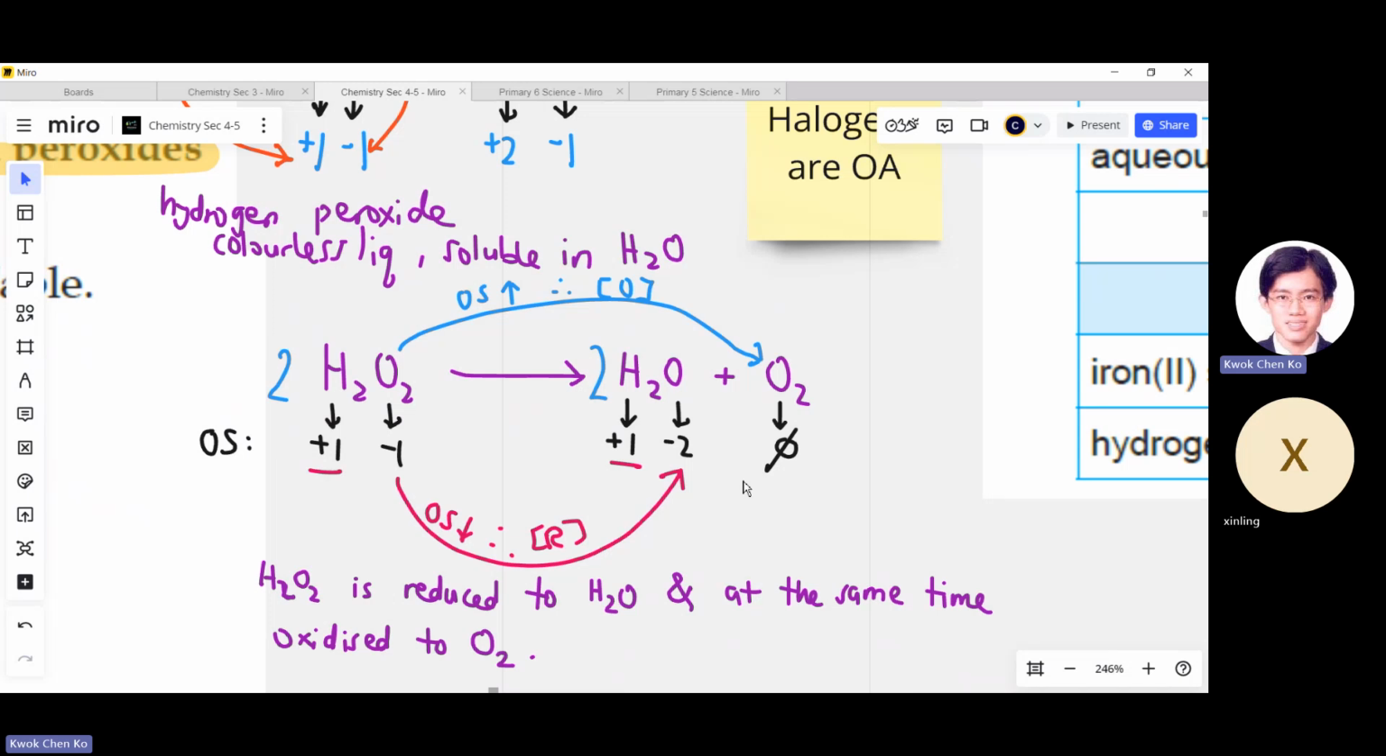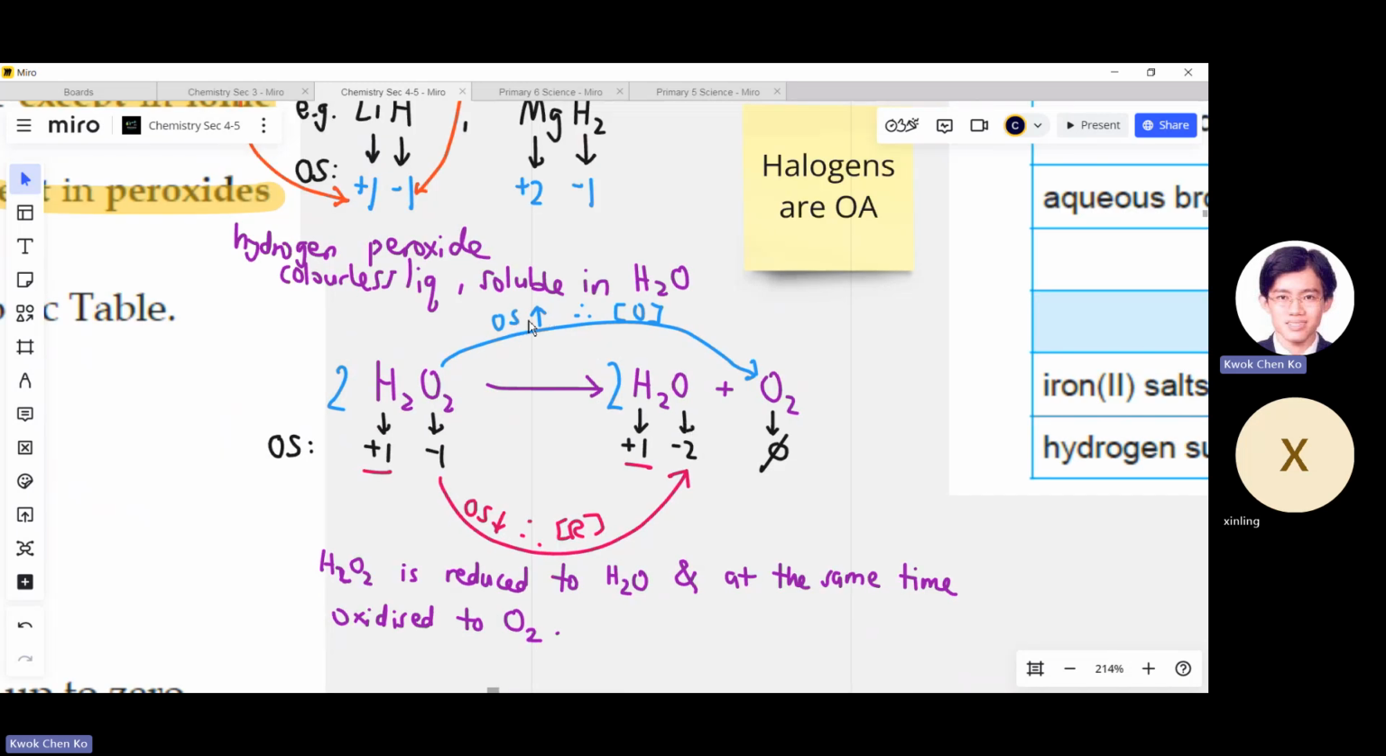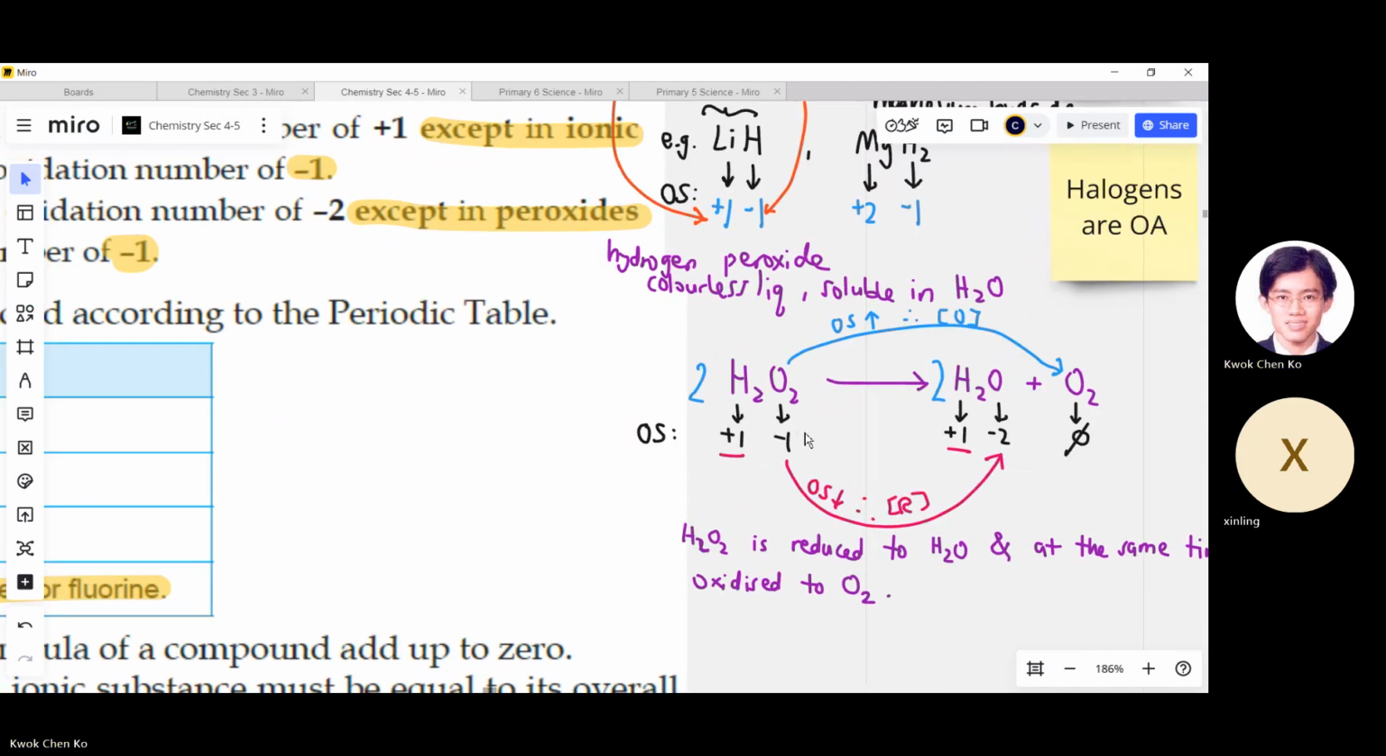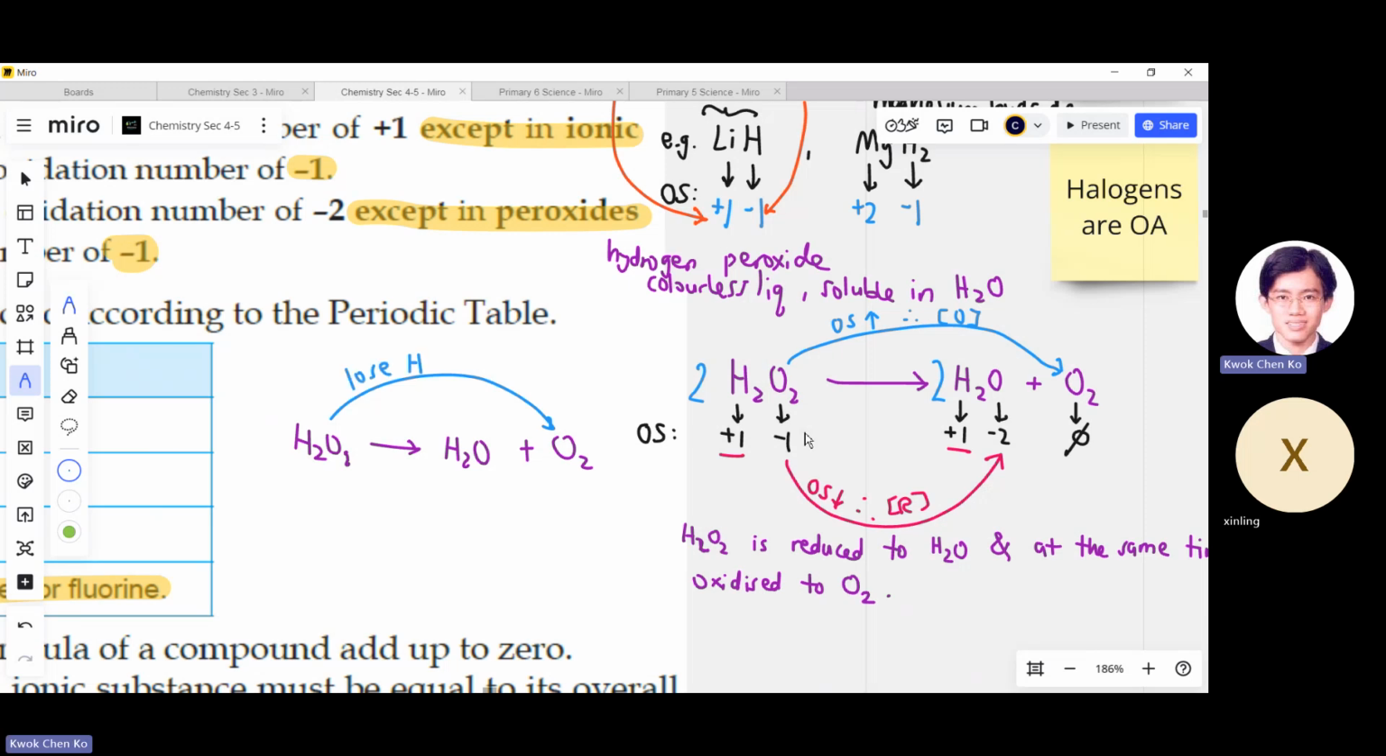Oh, but let's say somehow you have a problem with OS, you're not that competent with OS. Can I look at it another way? Well, it's possible. Let's say I have the same reaction again. Okay, I'm not going to balance it, but look at this. What's happening? H2O2 to become O2. Rather than looking at the OS, can you tell that it's losing hydrogen? And by definition, losing hydrogen means oxidation.